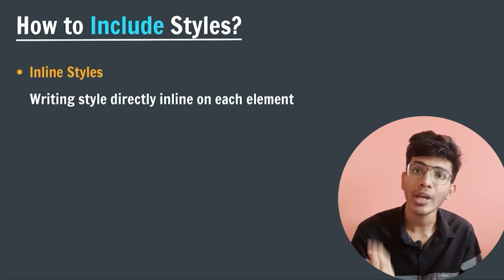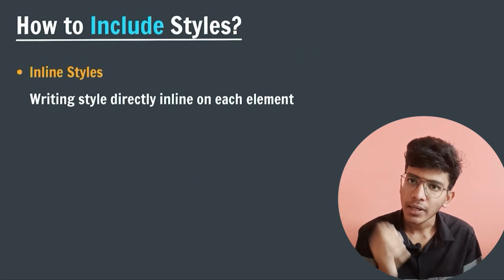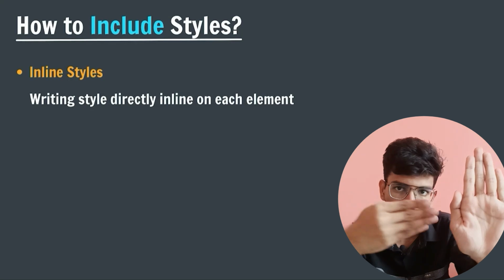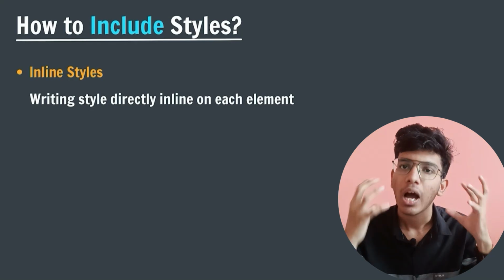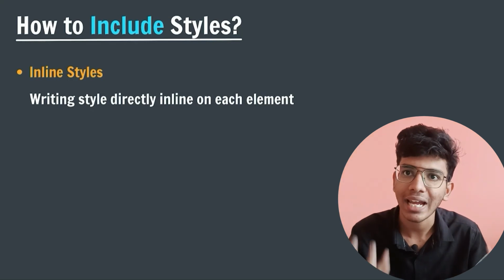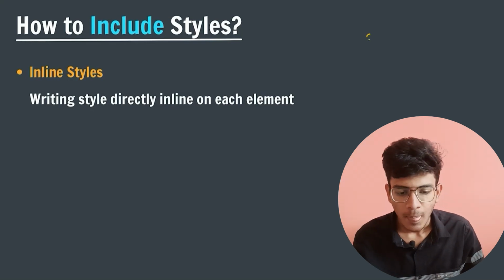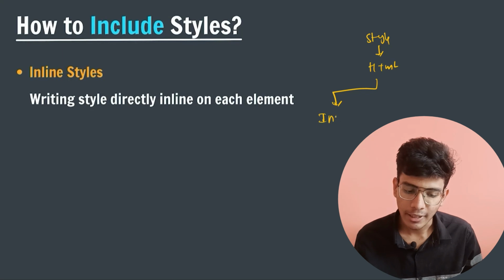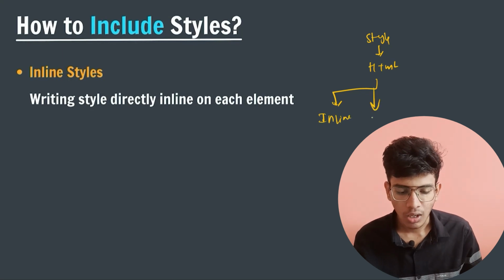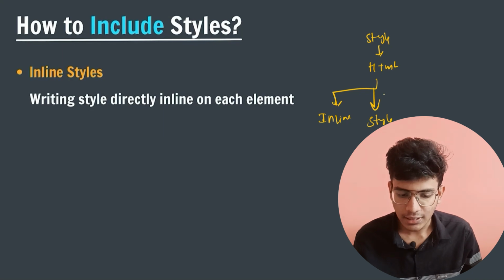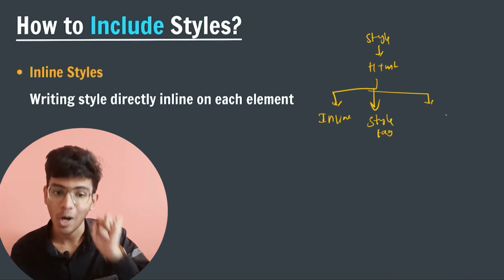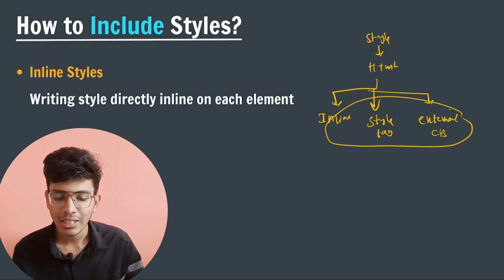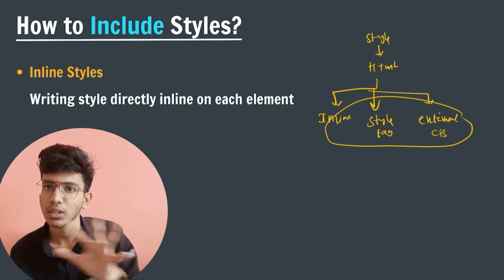Now let us talk about how I can include CSS. Right, we have understood selectors, but how can I include CSS in my HTML document? I have created an HTML document, right? So for this HTML document, how am I going to include my CSS files, how can I add styling? To add styling to an HTML document, we have three methods. The first method is the inline method, the second method is the style tag method, and the third one is external CSS.